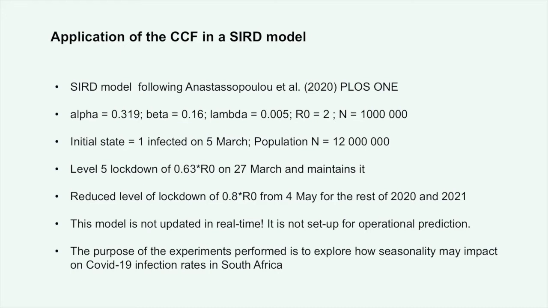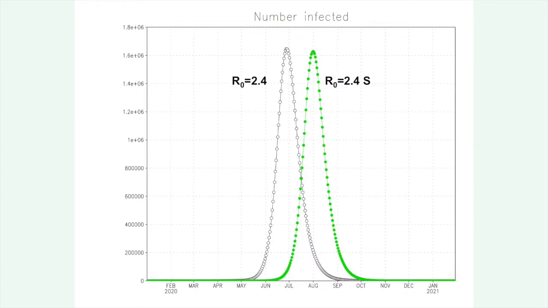The purpose of this model is purely to perform theoretical simulations exploring the impacts of seasonality on COVID-19 infection rate. These are the types of output the model produces. If we start with a value of R0 equal to 2.4 and we exclude all seasonality effects, we get the black curve in that graphic. It predicts that in the Gauteng province of South Africa, the infection will peak around early July. And you will see that more than 1.6 million people will be infected at the time of the peak infection. This is very much consistent with the current national predictions that are being issued for South Africa.